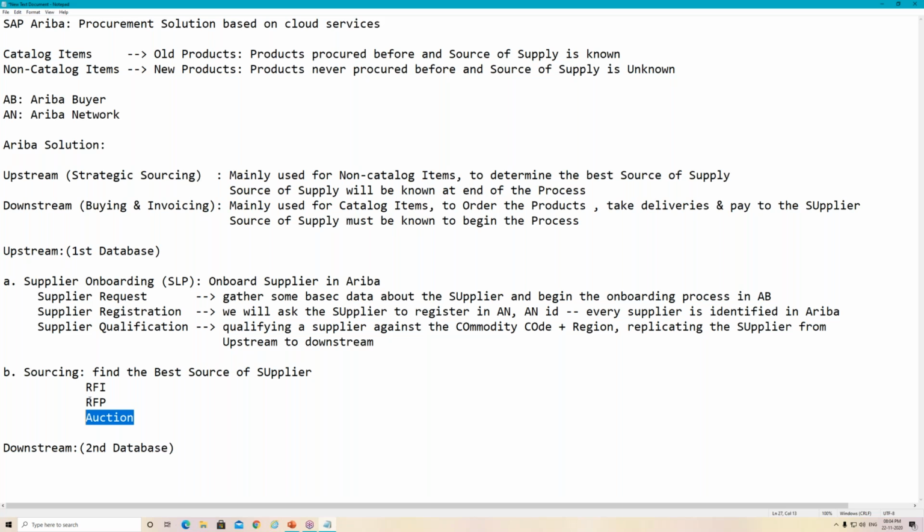Very good. But I think all of you understand, either way, when the whole sourcing process completes, you will find out the source of supplier. Very good. Then what will you do? The answer is very simple: contract. Now, what's the issue with the contract?